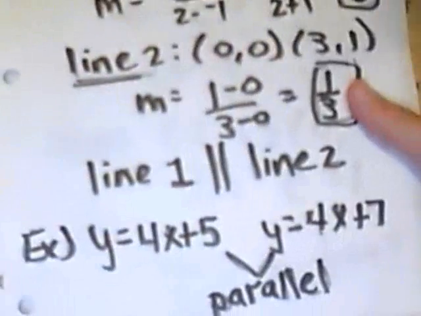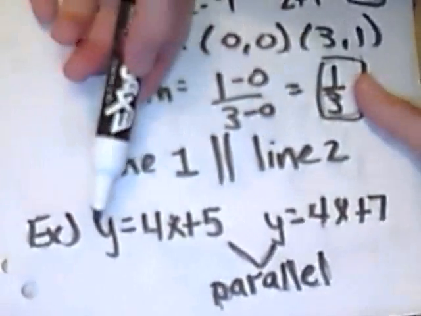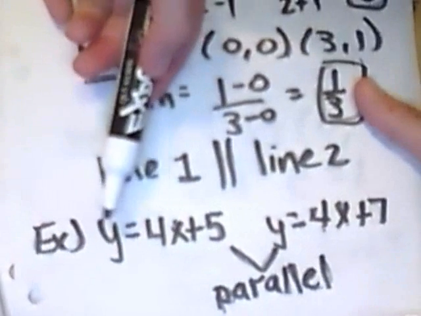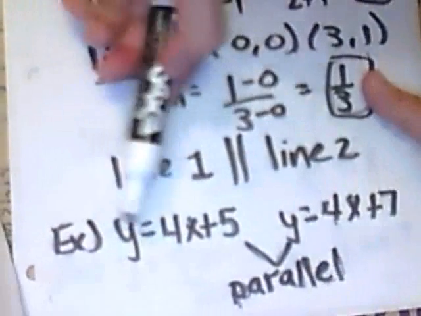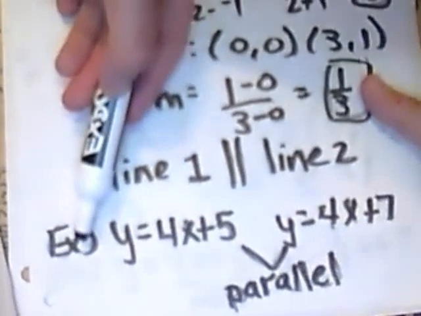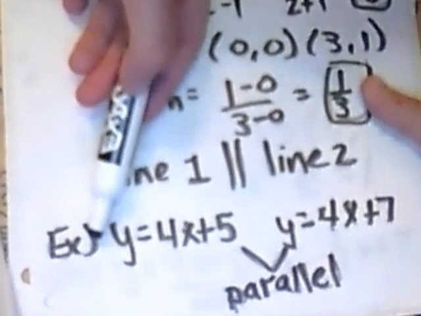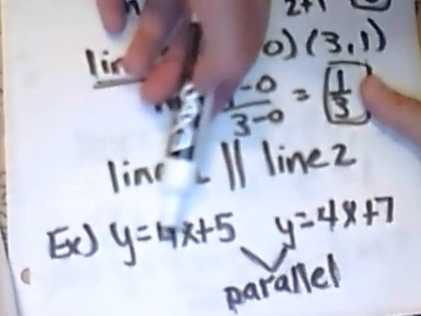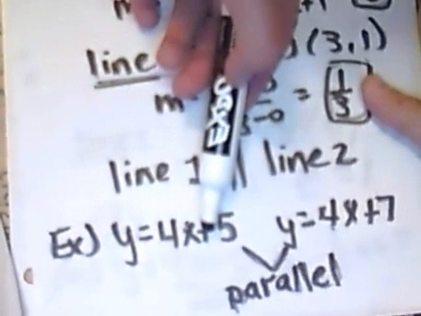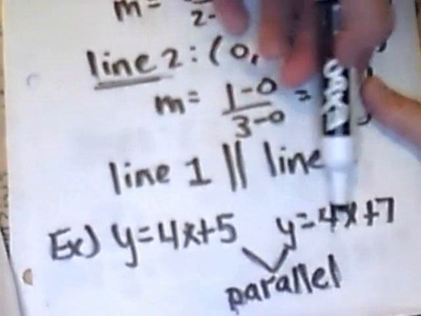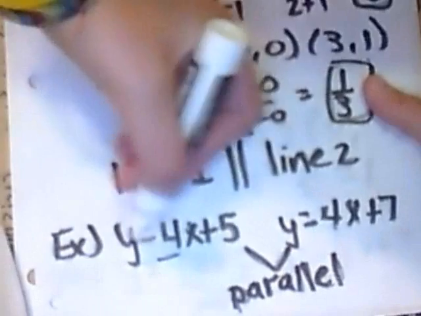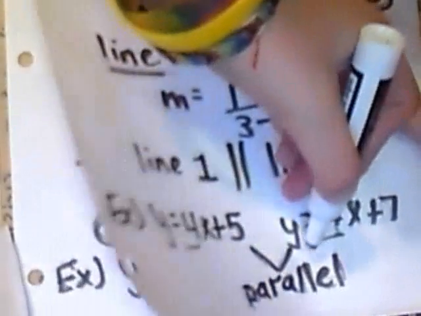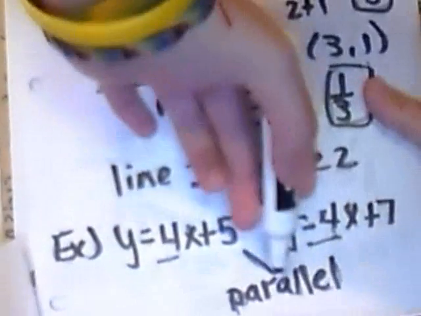Alright, then let's say for example, I give you the equations of two lines and I want to figure out if those two lines are parallel. Again, we're going to take a look at the slope. In this example, my first line has the equation y equals 4x plus 5, and my second line has the equation y equals 4x plus 7. Right here, since the slope of the first line is 4, and the slope of my second line is 4, that means that my lines are in fact parallel.